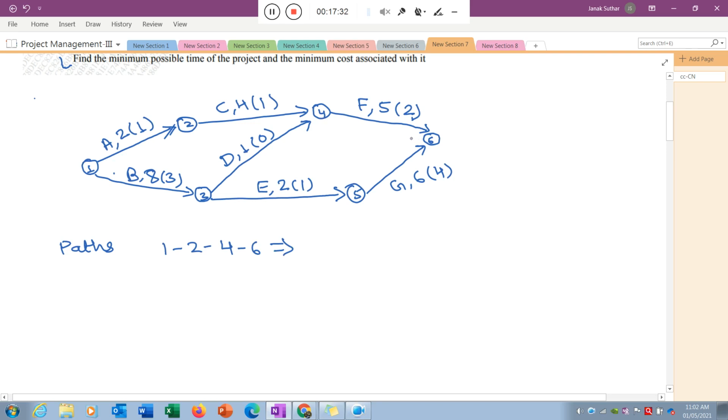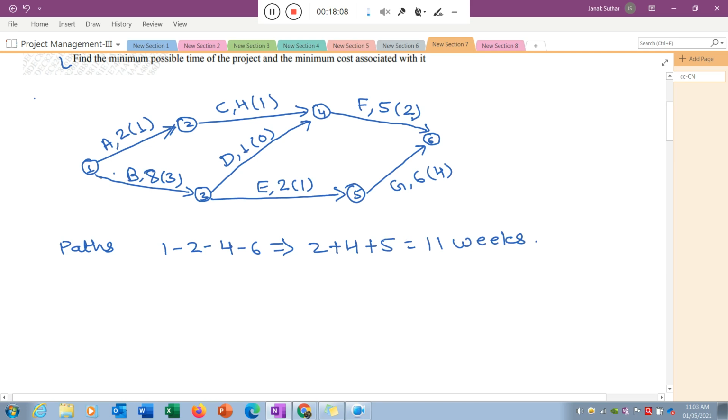Okay, in this particular network diagram, we will find all the paths available and try to identify which one is the longest. That longest will show you the critical path. Now, 1 to 2, 2 to 4, 4 to 6 is one path of this network diagram. What is the length of this path? That is nothing but 2 plus 4 plus 5, which is equal to 11, and if the unit is weeks, then 11 weeks.